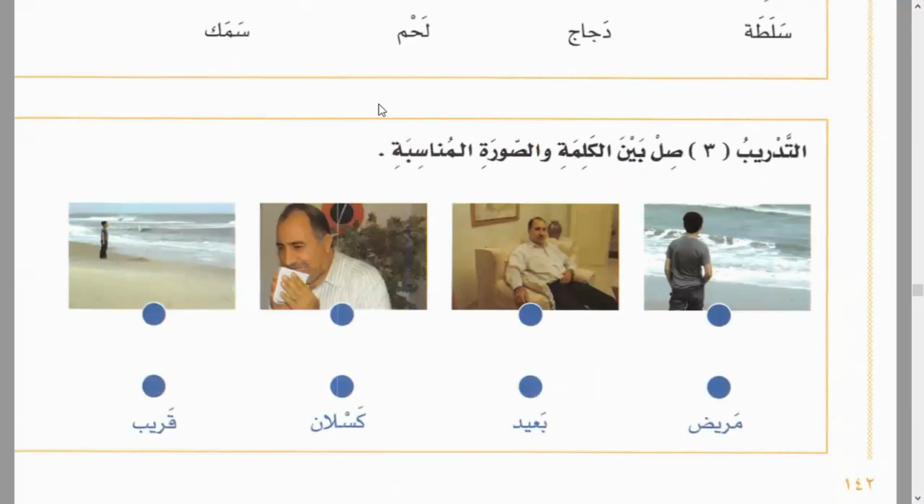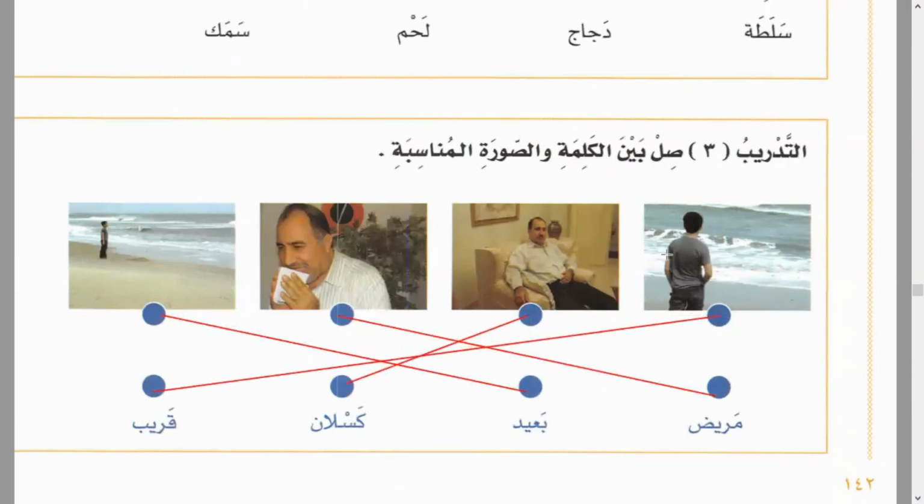Match the following. Marid should go here. Sick. Ba'id. Ba'id is here. Kaslan is lazy here. Adib is here. Very simple exercises. That's why I'm not asking. Yeah, very simple exercises. Marid, kaslan, lazy.